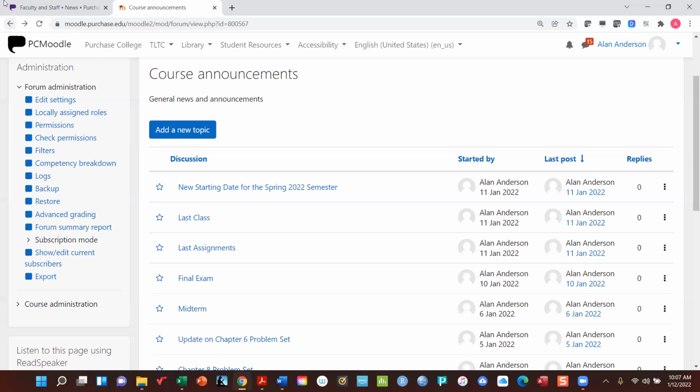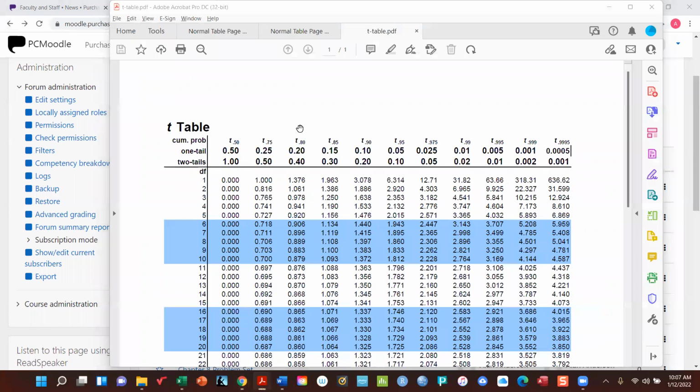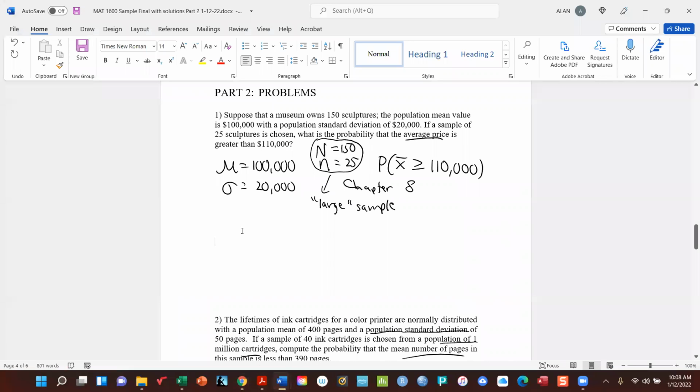All right. Anyway, let's get back to this. So the first problem here is a museum owns 150 sculptures. That would be our population. So you notice we labeled it capital N. And the mean in this population is 100,000. That's mu, the population mean. And the population standard deviation is 20,000. So a sample of 25 sculptures is chosen.